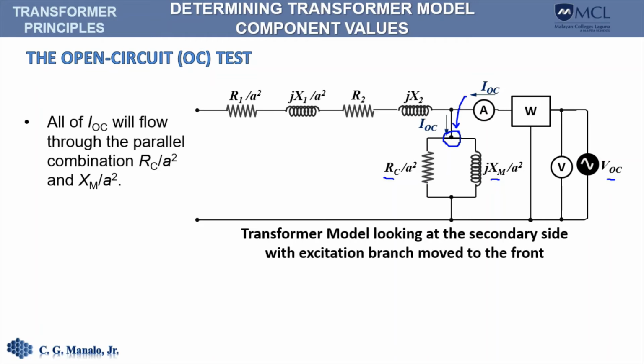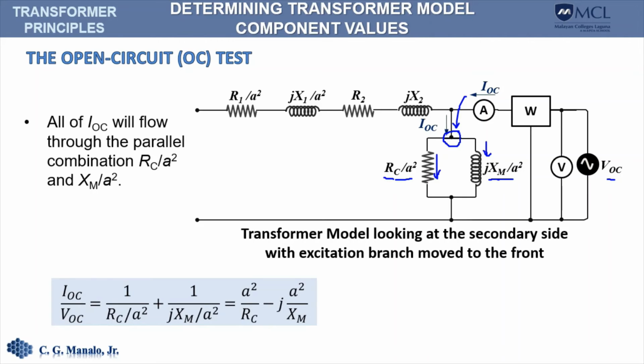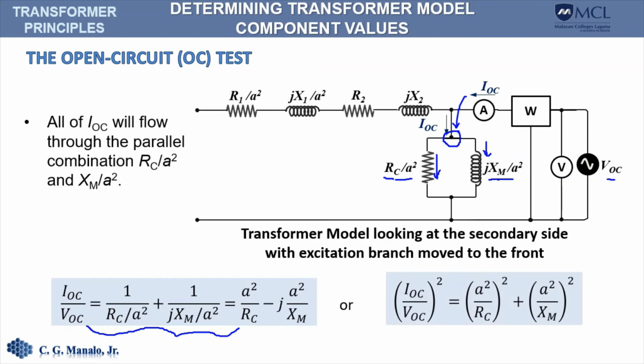That is, IOC will be equal to the current here, which is VOC divided by this resistance, plus this current here, which is VOC divided by this reactance. Hence, that will give us this equation. So in phasor form, we can form this equation based on that KCL, or we can write this relationship in terms of the magnitudes of IOC and VOC.